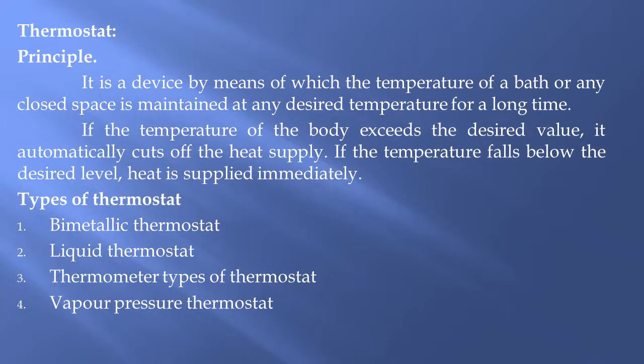Next one, thermostat. A thermostat is a device by means of which the temperature of a bath or any closed space can be maintained at any desired temperature for a long time. If the temperature of the body exceeds the desired value, it automatically cuts off the heat supply. If the temperature falls below the desired level, heat is supplied immediately. Different types of thermostat are bimetallic thermostat, liquid thermostat, thermometer type of thermostat and vapor pressure thermostat.